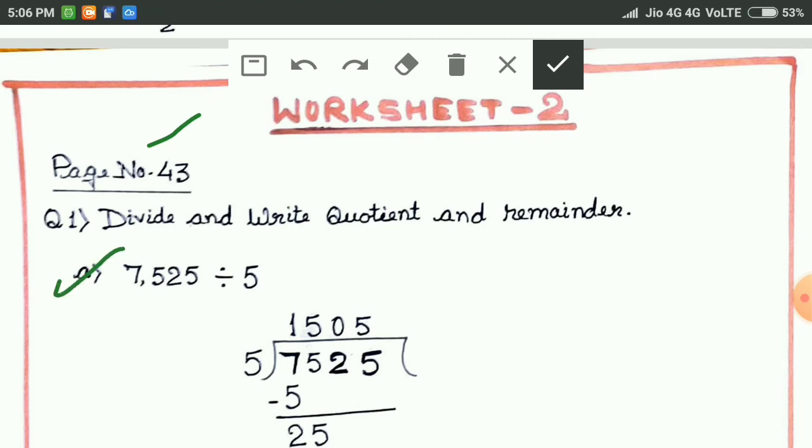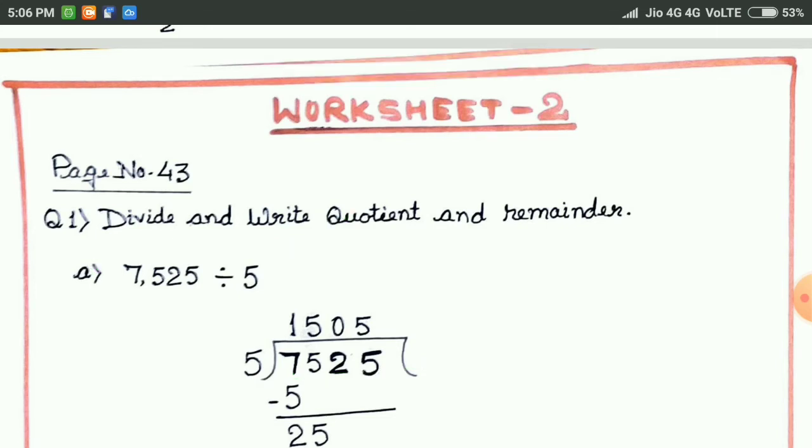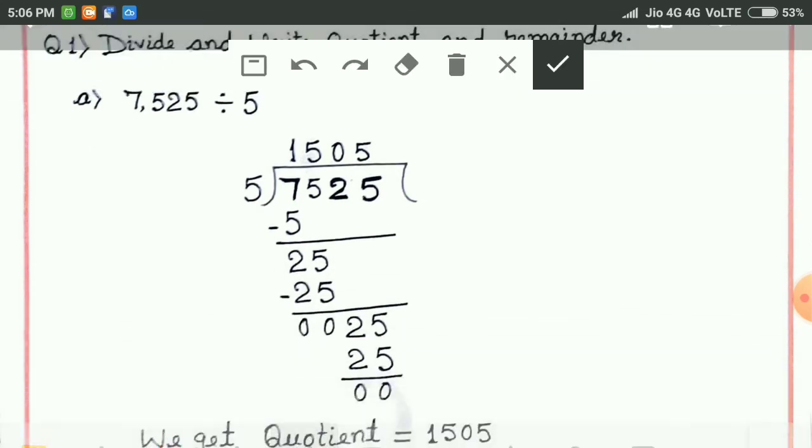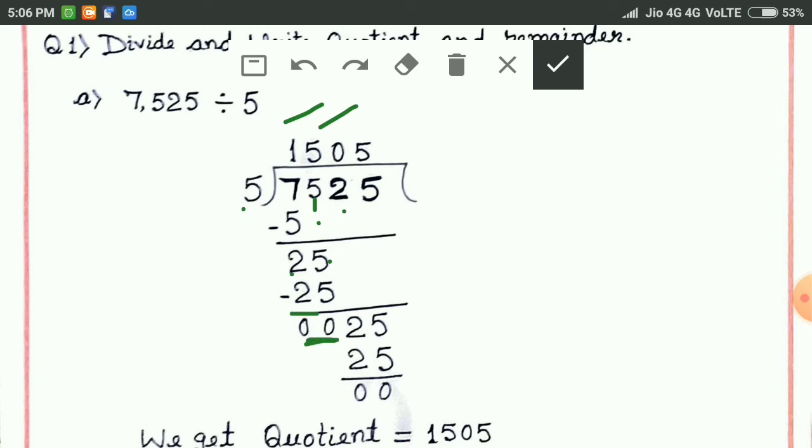Question number 1, 7525 divided by 5. Simply we write it like this and 5 here. Then we start division. 5 1s are 5. After subtracting, this is 2. We write here 5. 5 5s are 25. Then after subtracting, we get 0 and we write here 2.